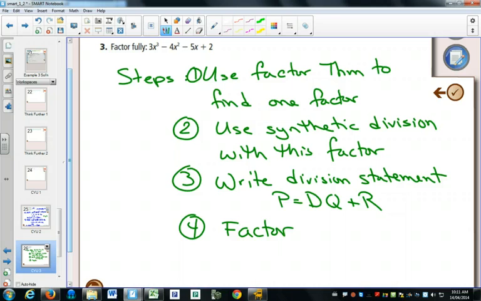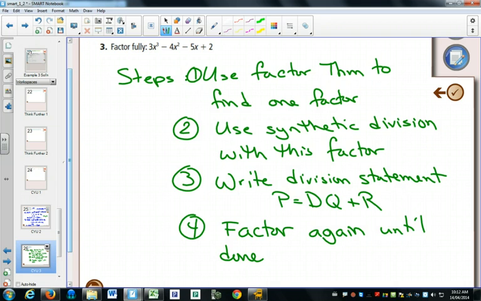Sometimes, though, if it was an x to the 4, then it would leave you with an x cubed, and then you're going to have to repeat steps 1, 2, and 3 again with a new polynomial. So basically, for step 4 here, we're going to factor again until we're finished. And sometimes that factoring again till you're done means going back to step 1 and using the factor theorem again.